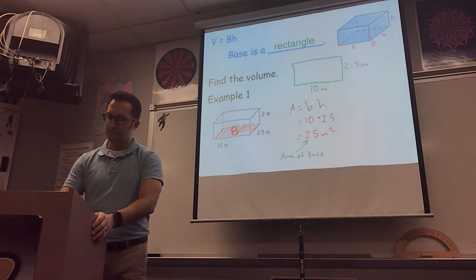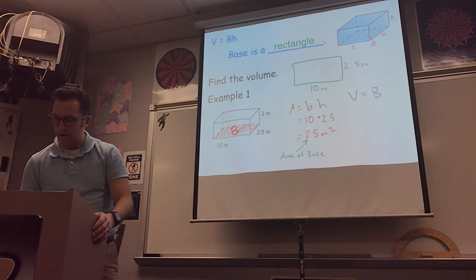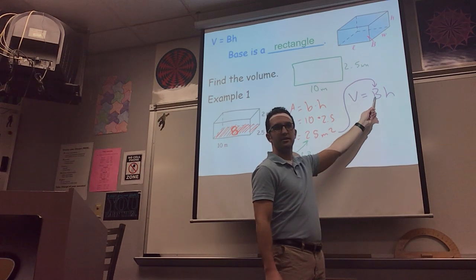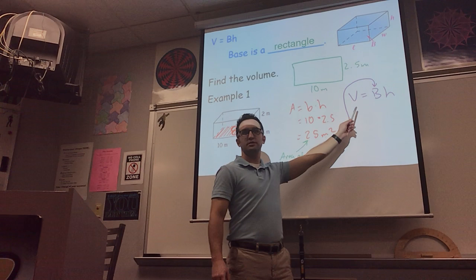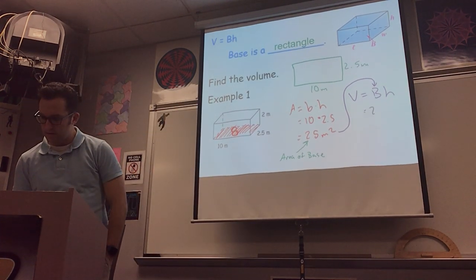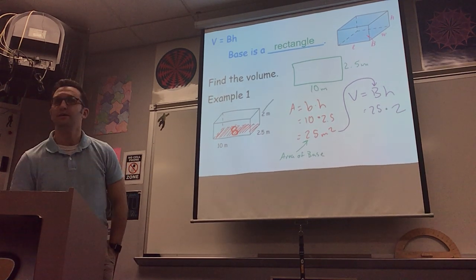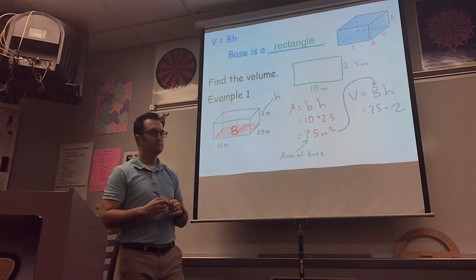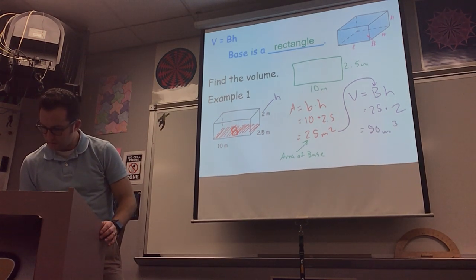But now I'm ready for volume. Once I have the area of the base, I'm ready for volume. What do I do with this area? I plug it in right here. Because what does this thing mean? Area of the base. And what is the area of our base? 25. So we have 25 times what? 2. Where did that 2 come from? The height of our figure. And that's 50 meters cubed.